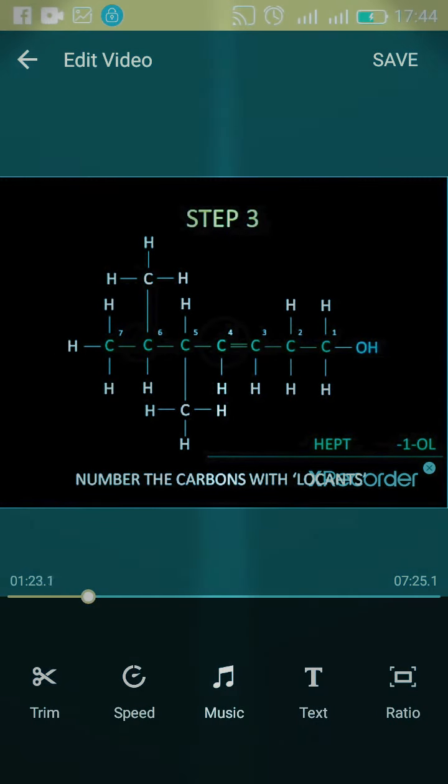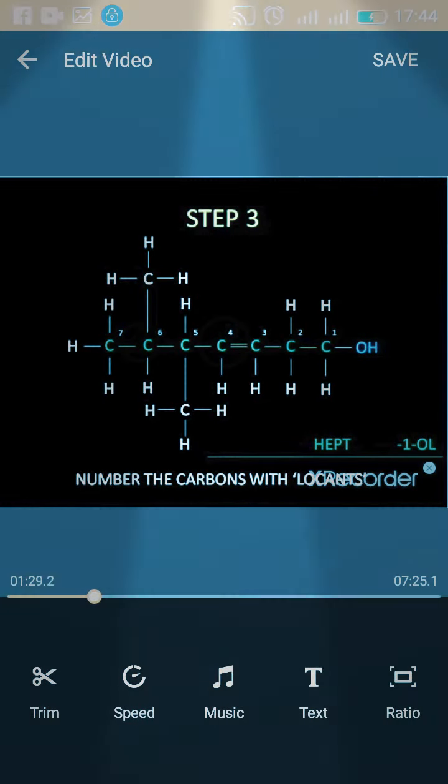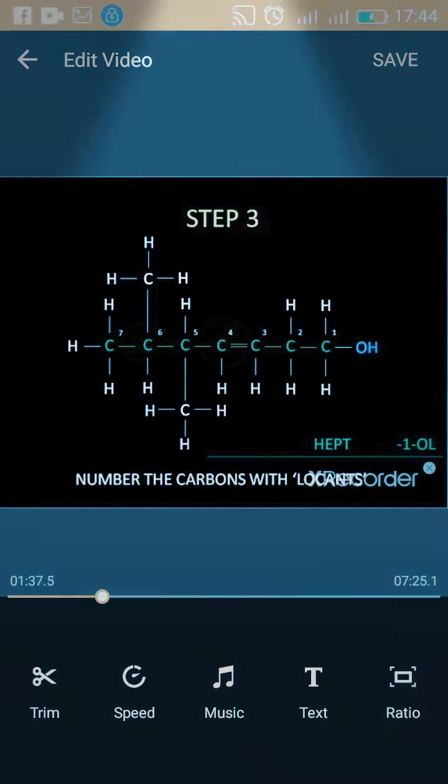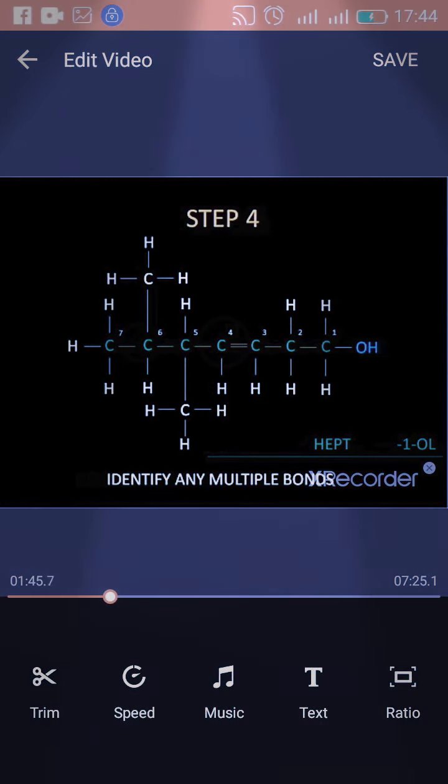So as you see in this hept-1-ol, the 1-ol shows that the functional group OH is found on carbon number 1. It means that the OH group, which is the functional group of alcohol, is found on carbon number 1. Step number 4, identify the multiple bond.